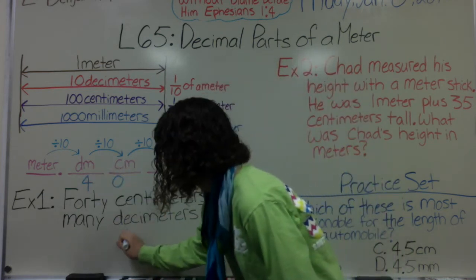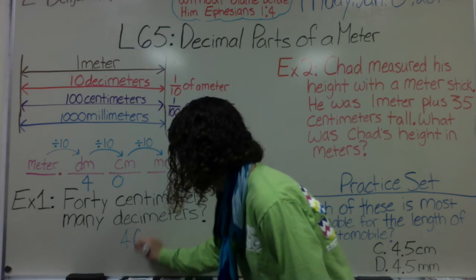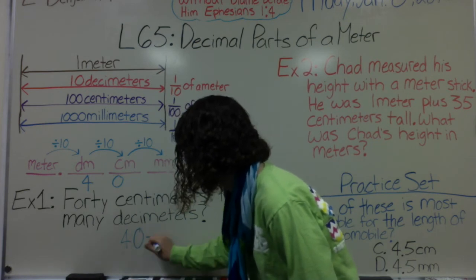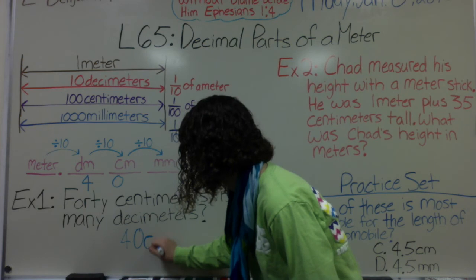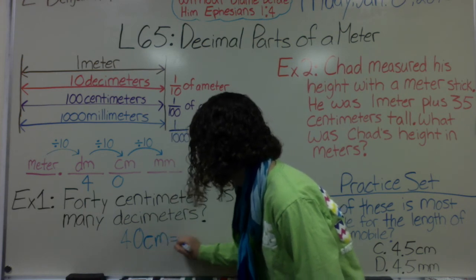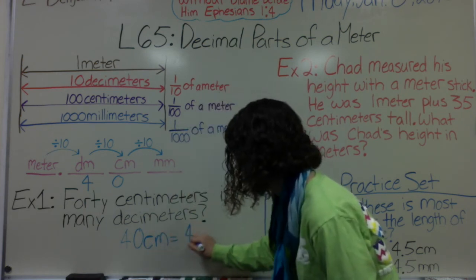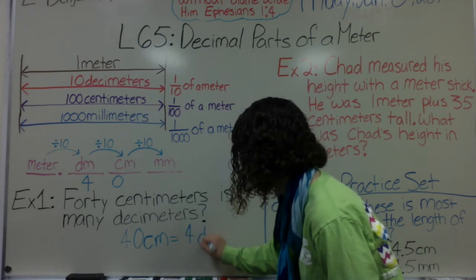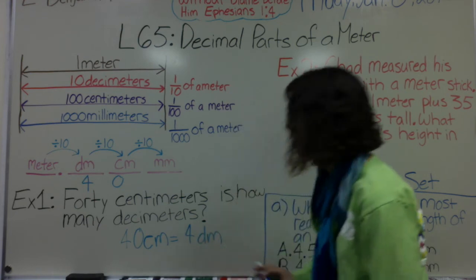So 40, I'll write it out like this, 40 centimeters equals 4 decimeters. I'll put DM for decimeters.